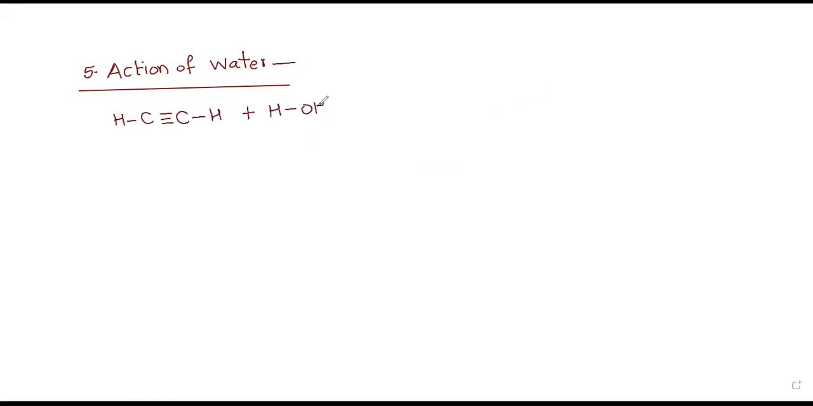This is action of water. And those who want to go for CET next year, this reaction is repeated again next year. Here we take acetylene and react it with water. We deliberately write water in this way. Reaction happens in presence of mercury sulfate with sulfuric acid. So just add H and OH. So it will become CH2=CH-OH.